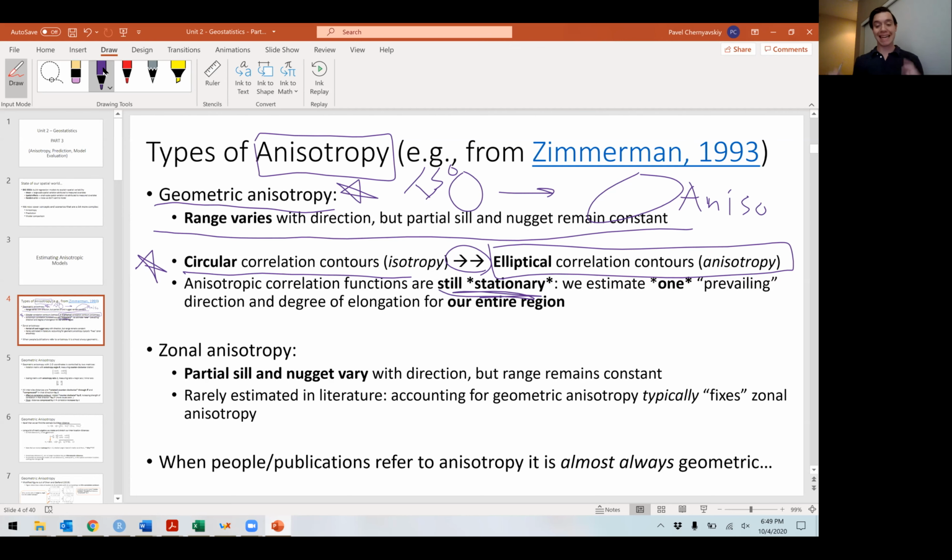It's important to note that we're still working in a stationary world. So although we are allowing spatial correlation to depend on direction, we're estimating one prevailing direction across our entire region. That is the only way we can make it work. There is something called zonal anisotropy. That's when the range stays constant and the sill and nugget vary. And of course, you can think of a mix of the two. But typically what people think is when you fix one, you fix the other, so to speak. And again, it's the geometric anisotropy that appears most often in the literature.